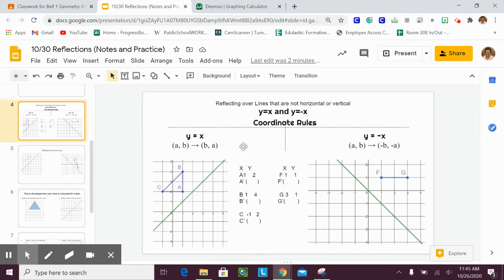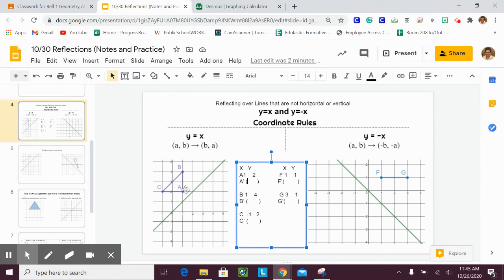Okay. So if we are doing y equals x, and that would be this line right here, all you have to do is switch your x and your y values. So for example, if A is at 1, 2, I'm going to switch them and make them 2, 1. And then B is at 1, 4. I'm going to switch them and make them 4, 1. And then C is at -1, 2. So I'm going to make it 2, -1. And now we just plot those points.